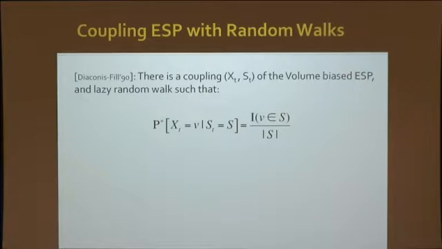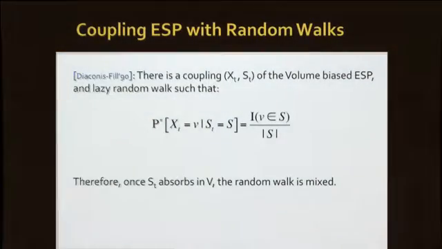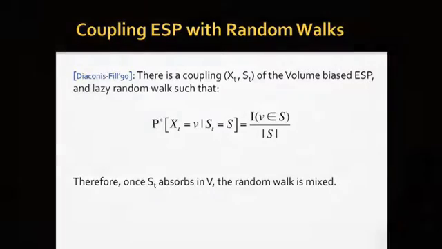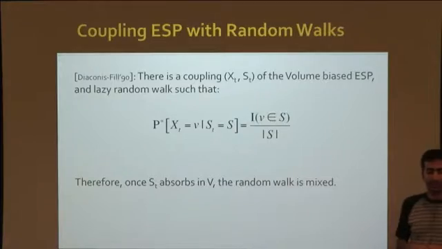Okay, so as an example, note that once the process absorbs in the whole set, the random walk is mixed. So what this means is that if you want to compute the mixing time of a random walk, you can just run this process and upper bound the absorbing time of this process.